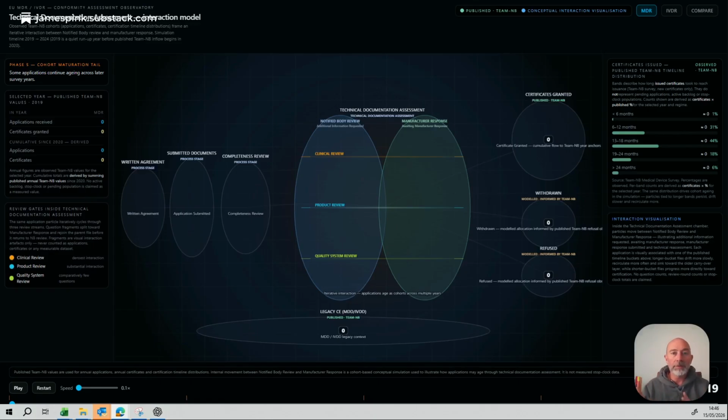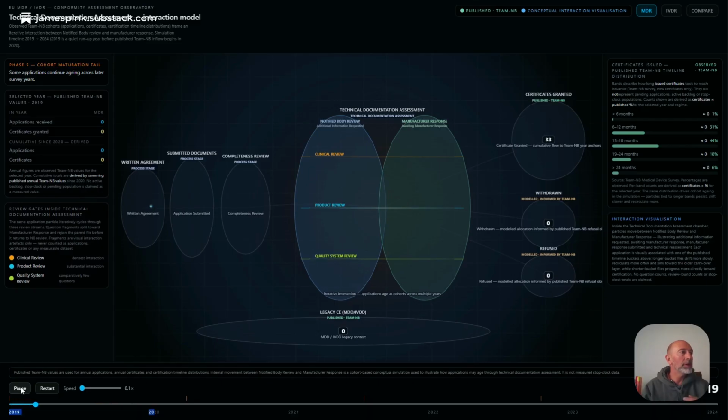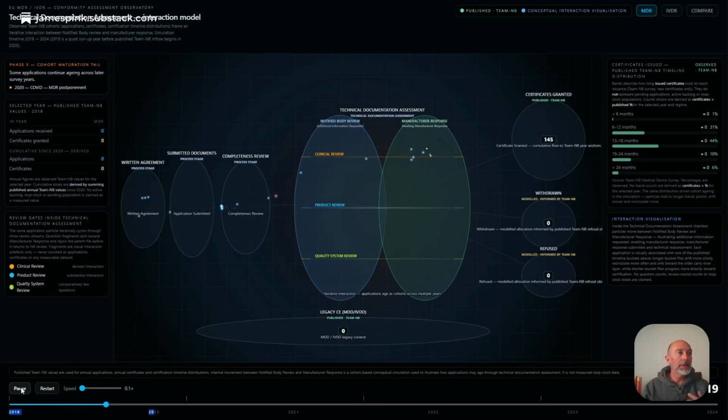Now, what you can see from left to right here is that the applications are entering the system, and they enter as annual cohorts in my model. I've just interpolated the data. But when we actually watch this model, the most important bit, I'm just going to run the simulation now, quite slow, but what you can see is moving from the agreement to the submission of technical documentation, and already you can start to see things happening.